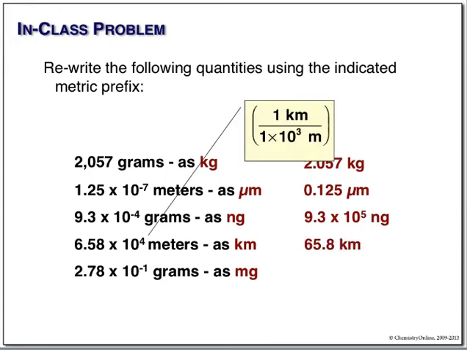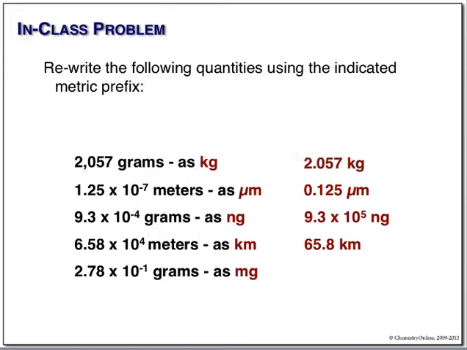And finally, gram to milligram. Milli is 10 to the minus 3. Gram has to be in our denominator.